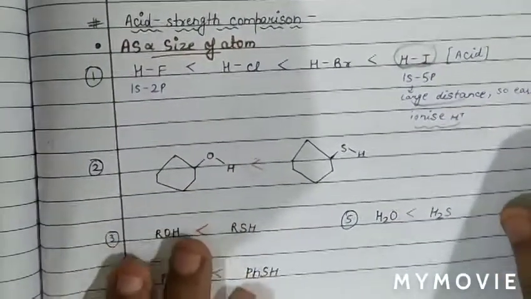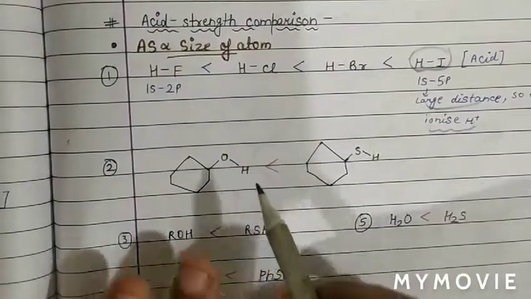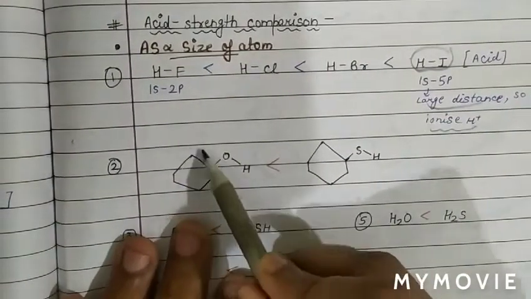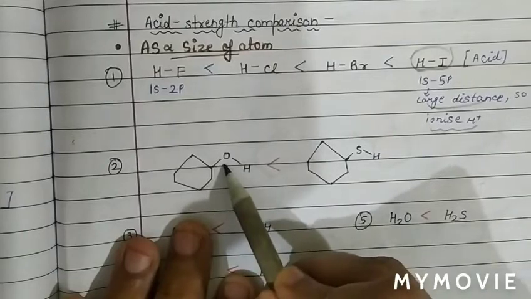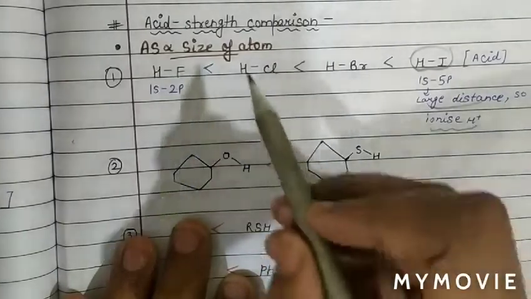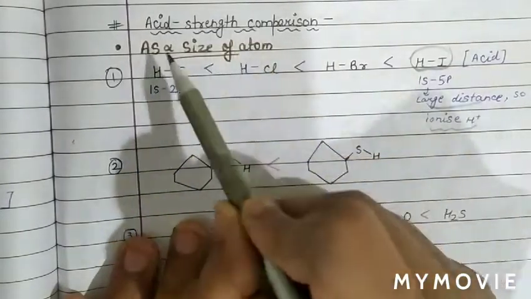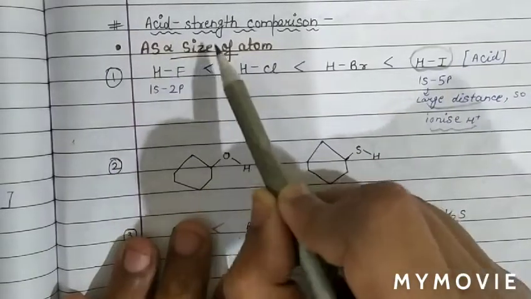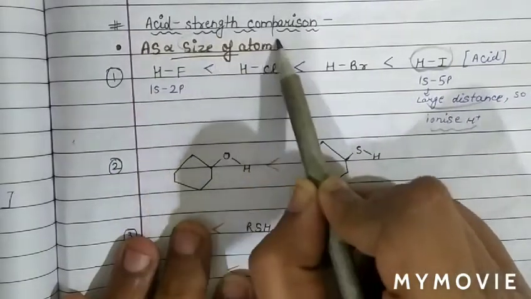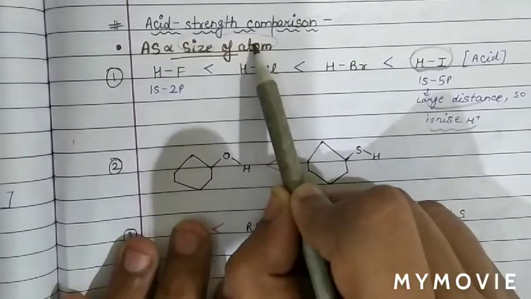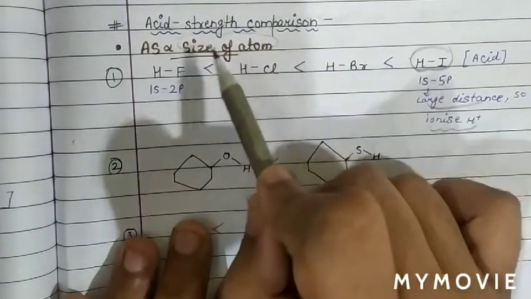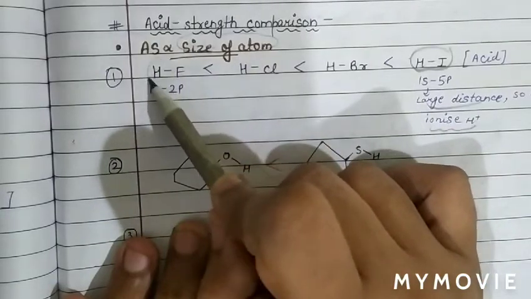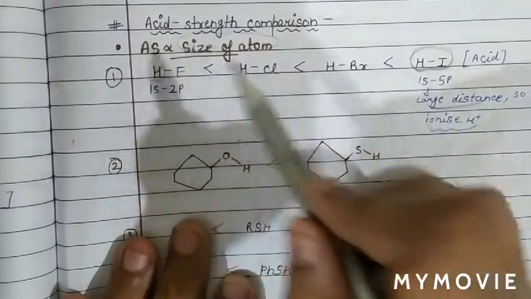Now see the next question. The next question is also again on the basis of size. We can see all groups are the same except oxygen and sulfur. So now we are comparing the acidic strength on the basis of the size of the atom. The larger the size of the atom to which the hydrogen atom is attached, the more the acidic strength.